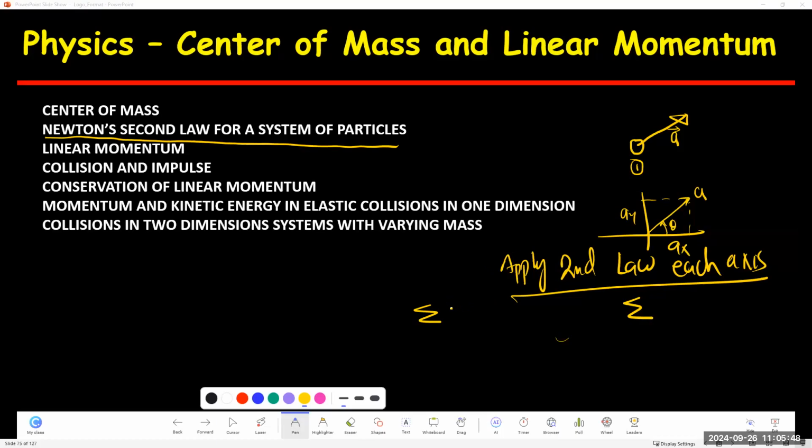So I'm going to apply it here and here on both axes. Along the x-axis, F equals m a_x, and along the y-axis, F equals m a_y. Now I can also say that this is Fx and this is Fy because these are two different forces. I can also combine the two. I can write my total net force on this particle as equal to m a total. And this ma again is going to be equal to this.